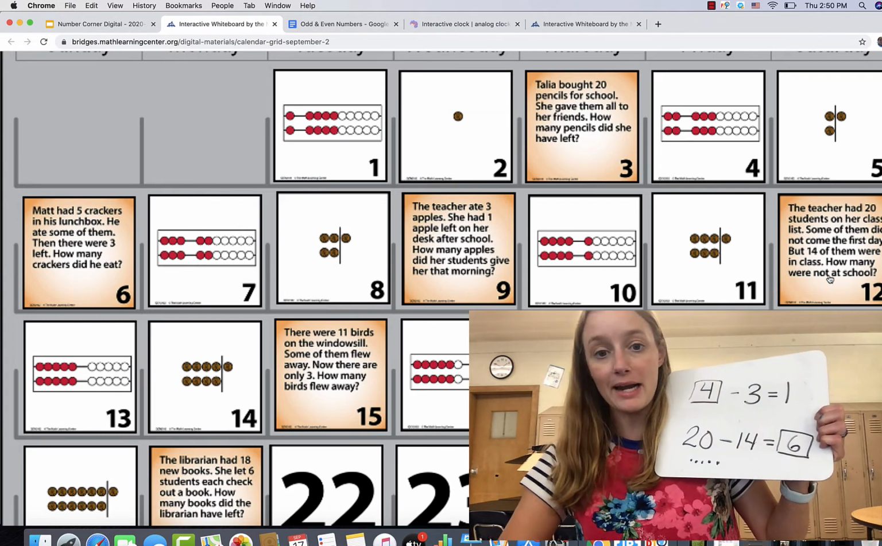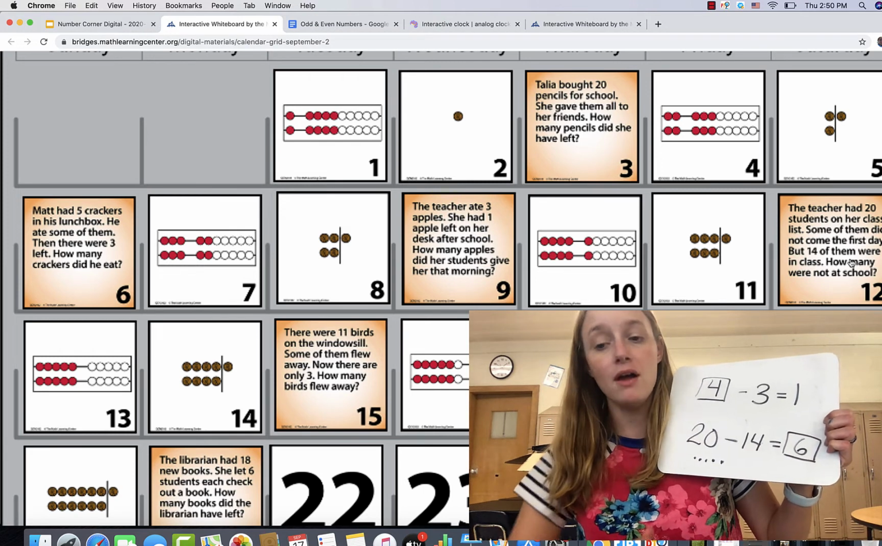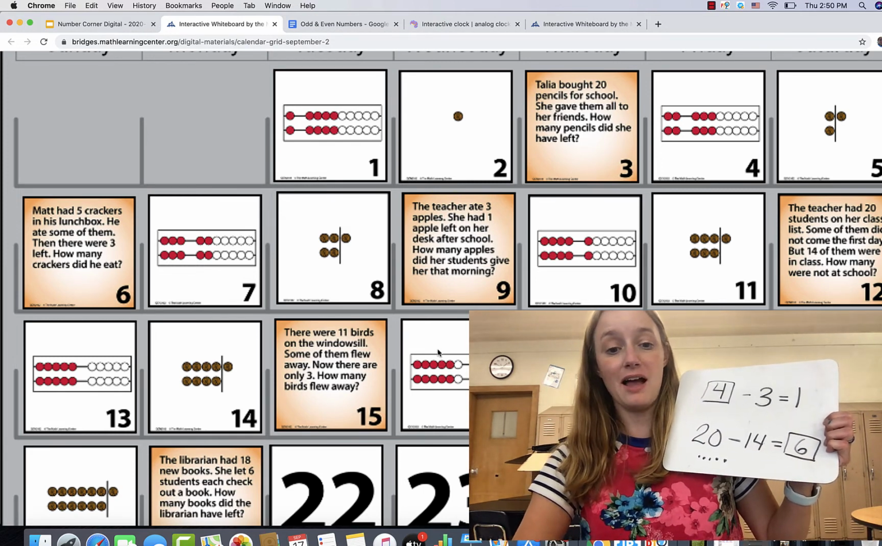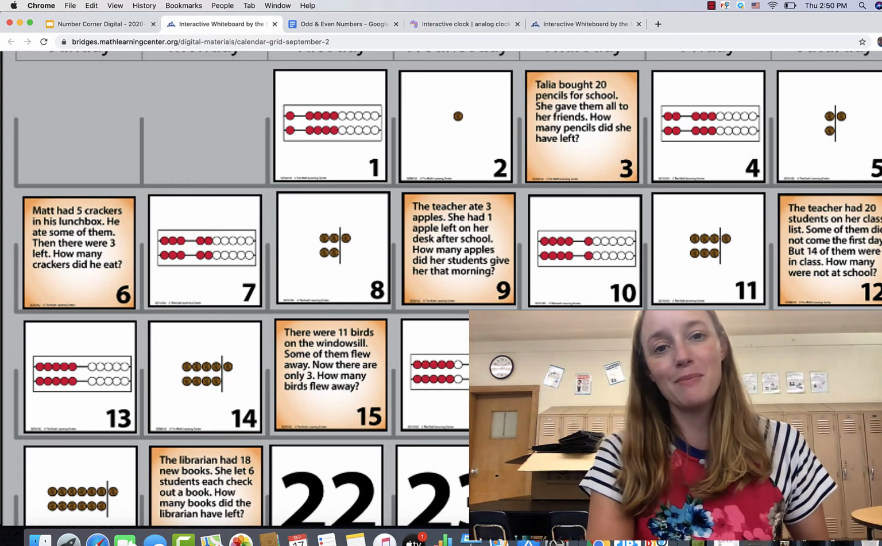So I'm going to go ahead and update the 3rd, the 6th, the 9th, and the 12th for our number corner. We will still have to do the 15th and the 18th another day. All right, well, that is it for number corner today.